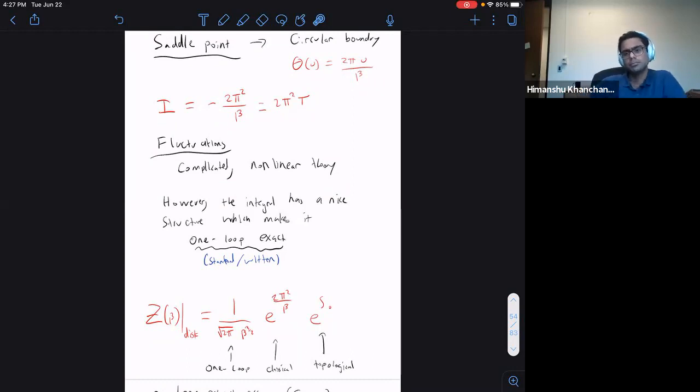But just to summarize, what this one-loop exactness says is that Z of beta, where we've integrated over all these geometries that are just pieces of this hyperbolic disk, is equal to e to the Euclidean action of the circular boundary, this term here, which comes from small fluctuations, the quadratic fluctuations around the circular boundary. And also we have this term here, which is e to the S naught. This comes from that topological term in the action, which is S naught times the Euler character of the manifold. The disk has Euler character 1, so we have e to the 1 times S naught.